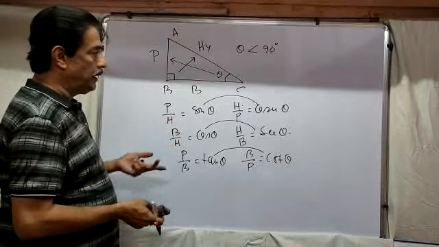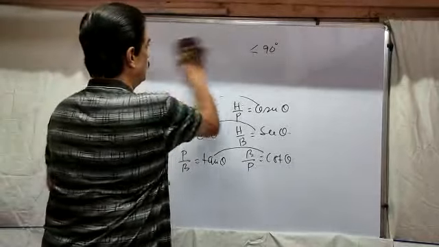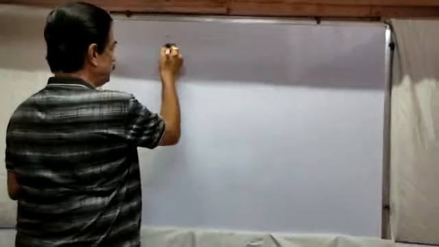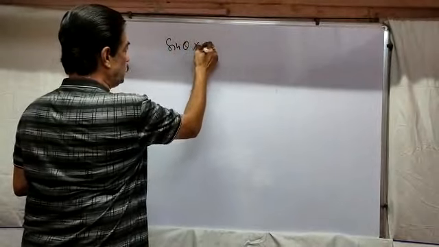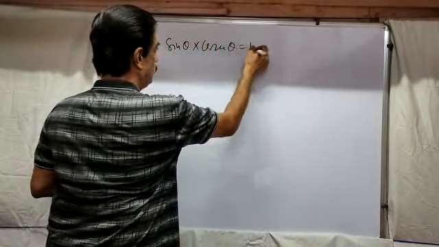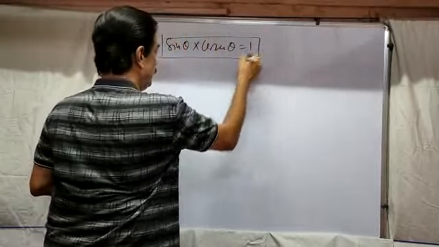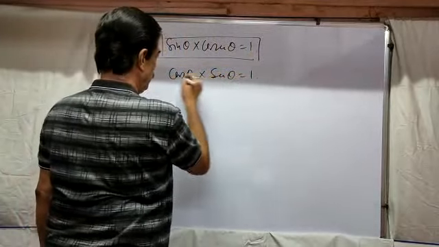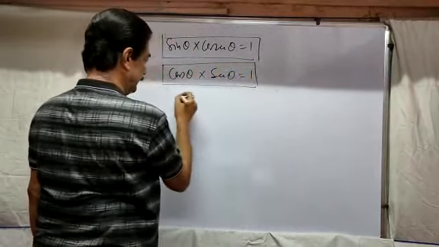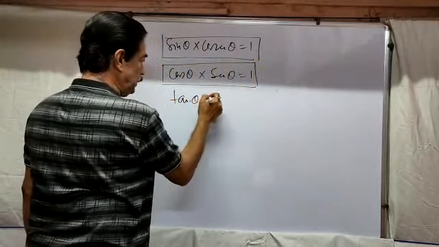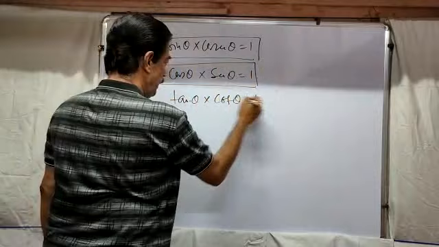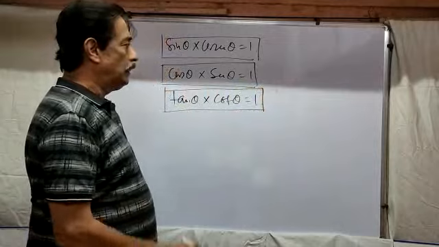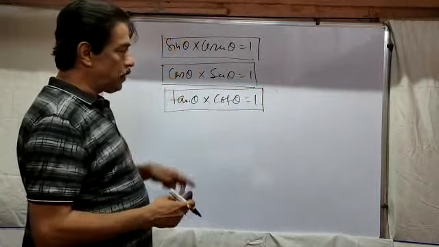Now our next part is the elimination formula. Remember sin theta into cosec theta equal to 1, first case. Second, cos theta into sec theta equal to 1. And the third case, tan theta into cot theta equal to 1. These elimination formulas are used when we have to eliminate sin, cos, tan, cot in terms of numbers.